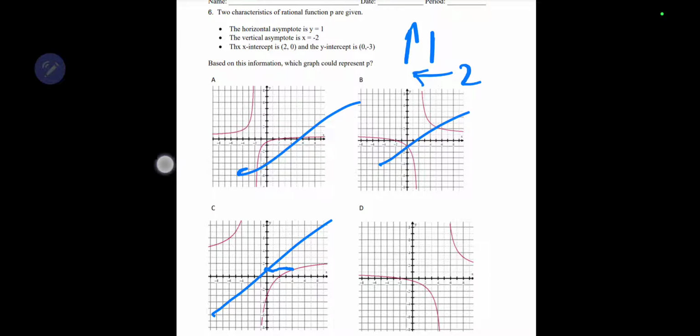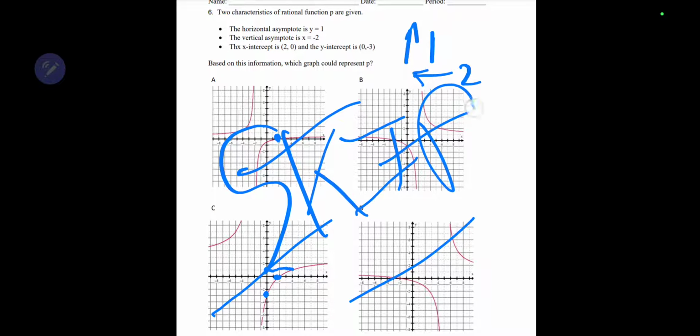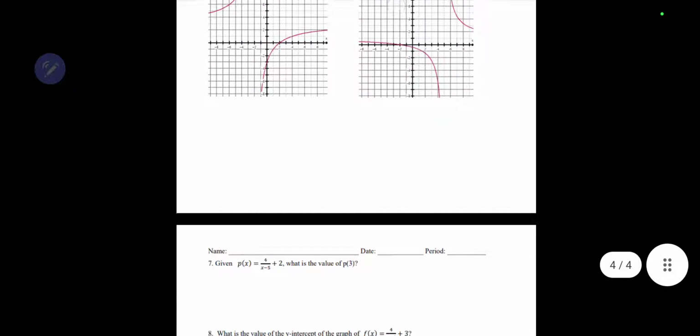Well, this does not have an answer. That's funny. Two characteristics of a rational function. X-intercept is at 2, 0, 0, negative 3. Okay, well, you can skip this one. This one's messed up. Okay, sorry about that. Gonna move on to the next one.